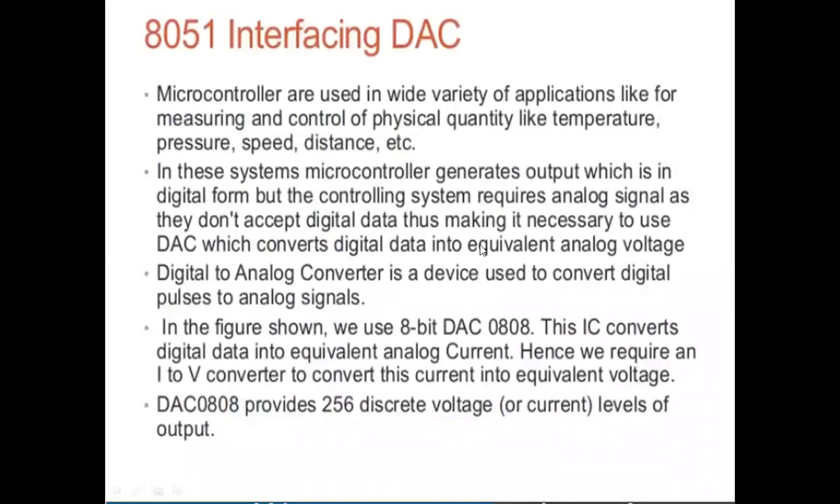So coming to interfacing of DAC, as I explained in the previous slides, most of the physical quantities like temperature, pressure, speed need to be converted into electrical quantities, and the microcontroller will process the digital signals and give the output as a digital output. It is given to the DAC. The DAC will convert digital values to analog values, and again it is given to the actuator. The actuator will convert the electrical quantities to physical quantities.